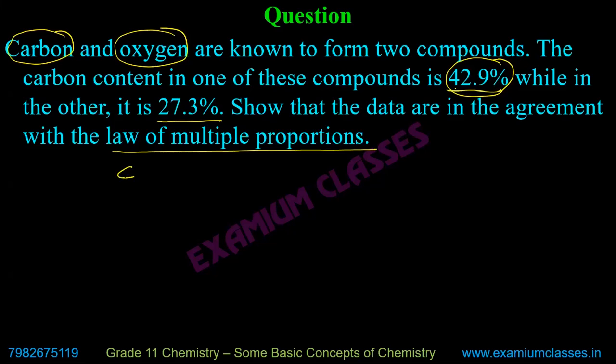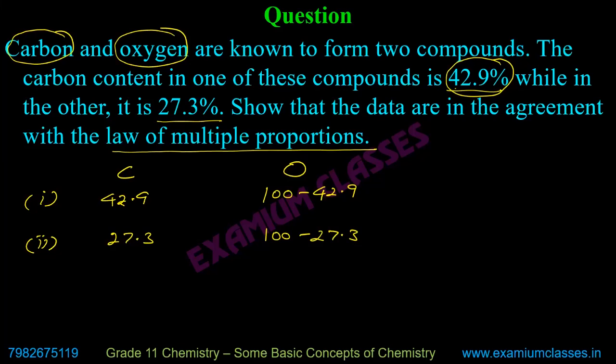So write it like carbon, oxygen. For carbon it is 42.9%. So suppose we have 100 grams, it will be 42.9. And here, oxygen will be 100 minus 42.9. In the second case, carbon is 27.3, so oxygen will be 100 minus 27.3, right? Because percentage is given, we can consider 100 grams, then it will be 42.9 grams and 27.3 grams carbon.